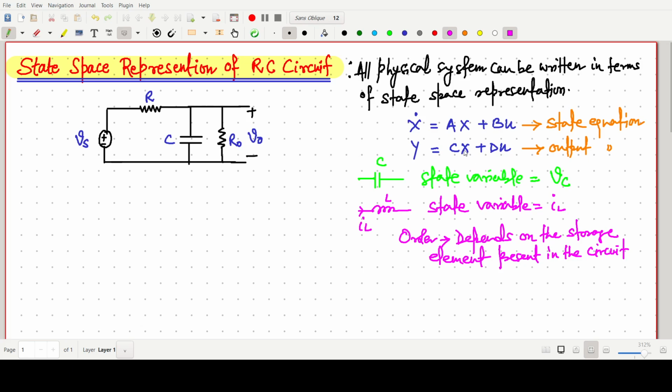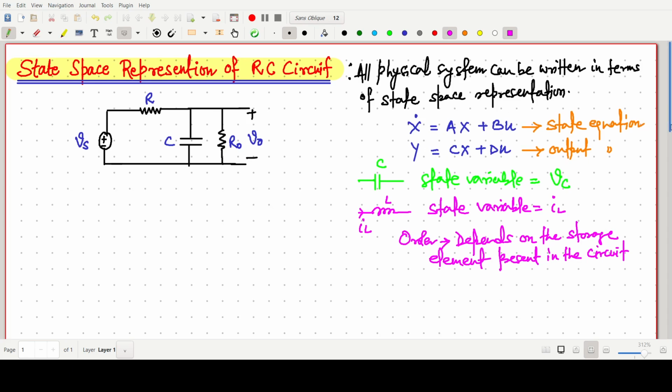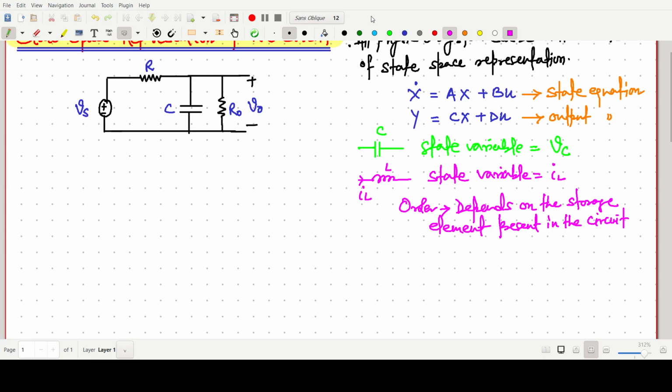In addition to that, I want to say some more basics. x dot equals Ax plus Bu. Okay, so here what is x? This question is very easy, but we have to know it. x is the state variable.